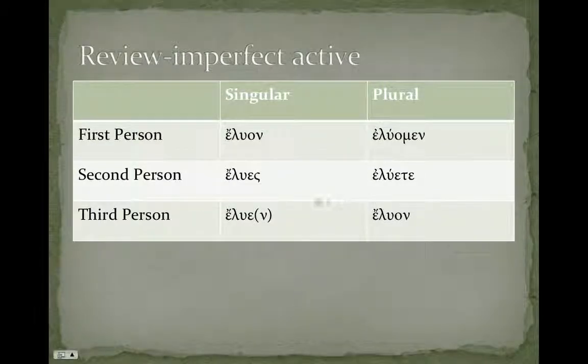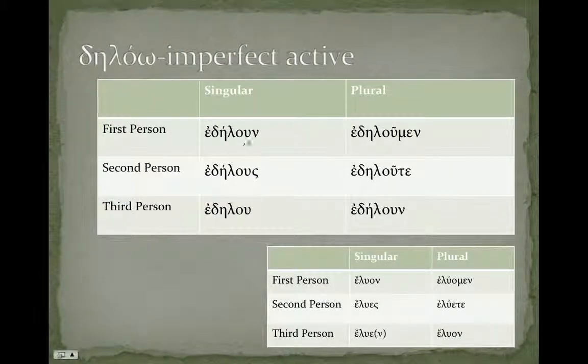On to the imperfect. So, edeloun, edeloues, edeloue, edeloumen, edeloute, edeloun. We basically have omicrons and epsilons, and if you go back to your rules, those all become oos, omicron upsilon, and there we have it. Edeloun, edelous, edelou, edeloumen, edeloute, edeloun. Just as you expected.